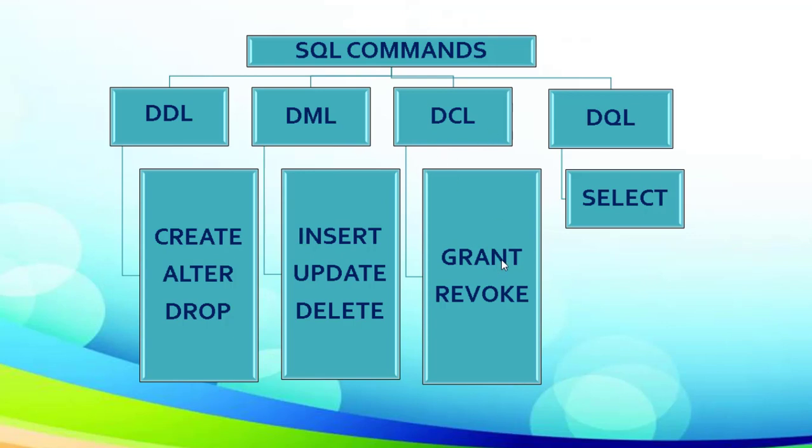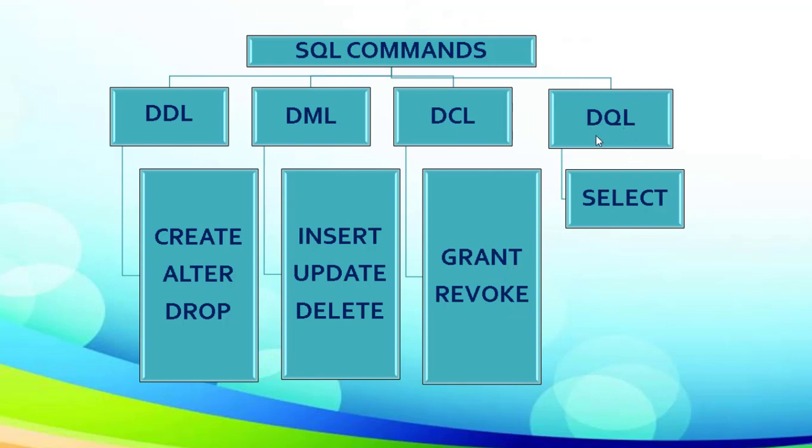Now the DCL command. DCL is data control language, and it contains two commands: grant and revoke. The grant command is used to give privilege to a user, and the revoke command will take back the privilege granted to the user. These two commands are used in DCL. This question might be asked for 2 marks. The two questions, DDL and DML, are very important. DCL might be asked for 2 marks, that is grant and revoke.